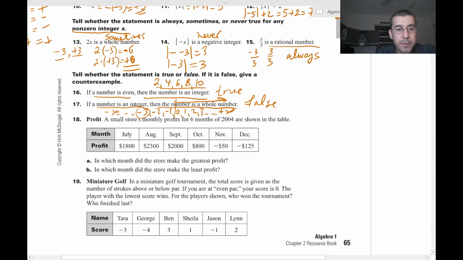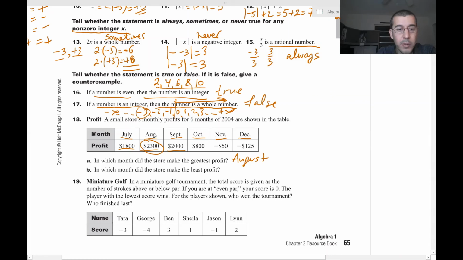Number 18, profit. A small store's monthly profits for 6 months. You can see July, August, September, October, November, December. Those 6 months of 2004 are shown in the table, and that's the profit. So profit for July is $1,800, August $2,300, and so on. In which month did the store make the greatest profit? So the greatest profit is this one, right? 1,800 is less, 2,000 is less, 800 is less, minus, this is minus. They lost money in November. They lost even more money in December. Okay, so in which month? August.